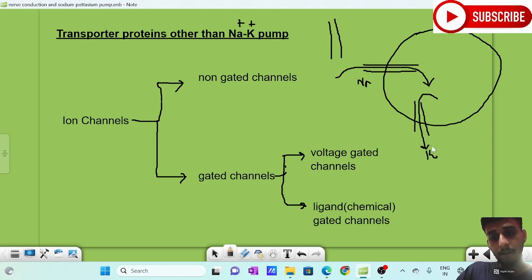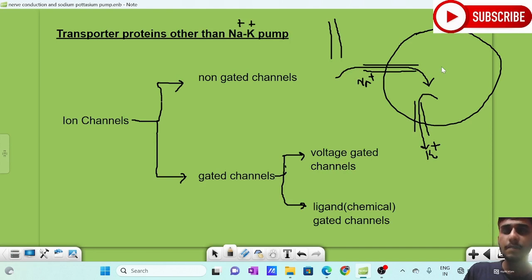Why have I drawn K plus and Na plus here? Because Na plus is a major extracellular ion, and without any cost of energy it can travel inside the cell. This is one method of transportation without energy. Potassium is a major intracellular ion, so without any use of energy it can travel from inside to outside through the channels. So channels are present in the cell along with pumps.